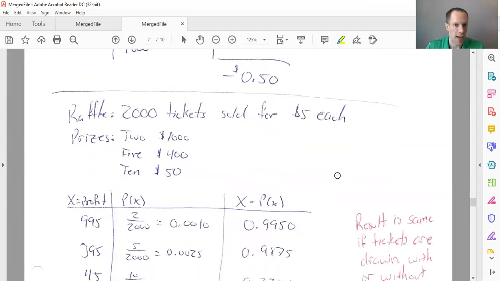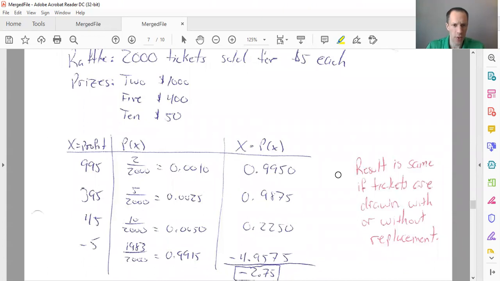Now, if there's multiple prizes in the raffle, things don't really change all that much. Here's a raffle where 2,000 tickets are sold for $5 each. Let's say there's two $1,000 prizes, five $400 prizes, 10 $50 prizes. So if I'm going to create the distribution and calculate the expected value here, I start off by thinking of all the different scenarios. Maybe I win the $1,000 prize, in which case my profit would be $995, since it cost me $5 to play this game.